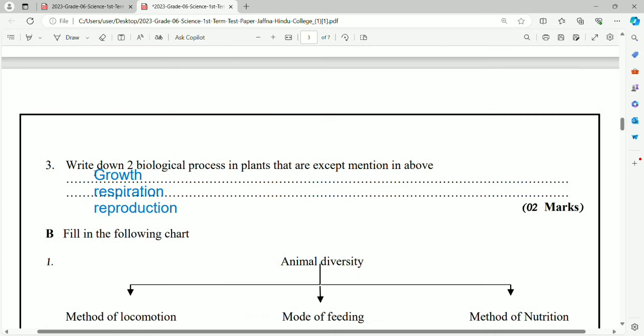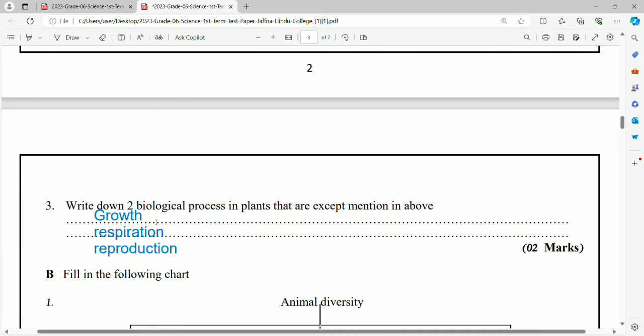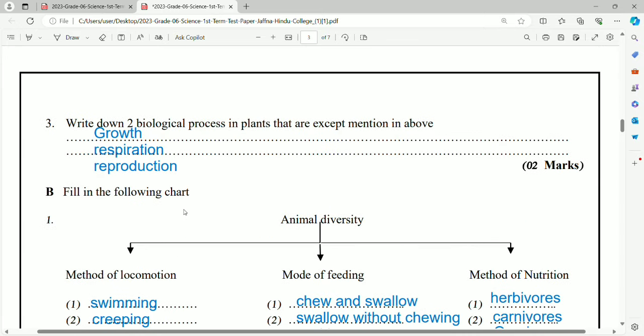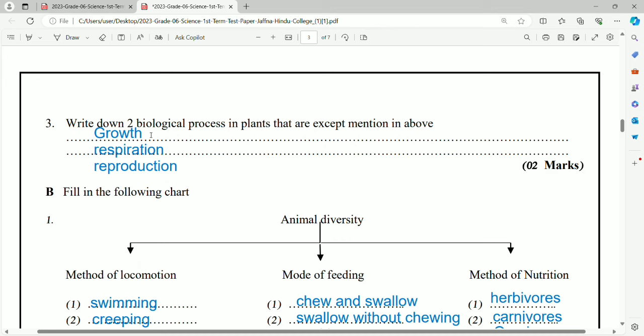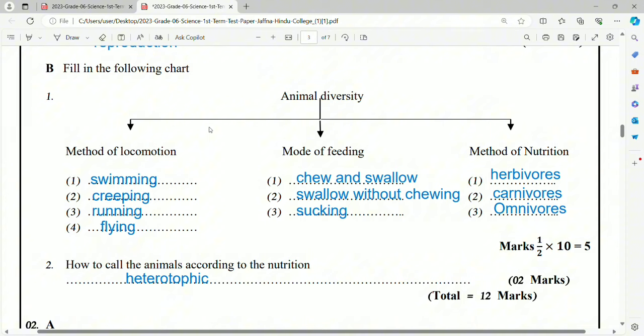Then go to the next question. Write two biological processes in the plant other than those mentioned above. Already we have mentioned photosynthesis. Other biological processes: growth, respiration, reproduction. Those things are biological processes. Growth, respiration, reproduction are common for all plants and animals. Then fill in the following chart.